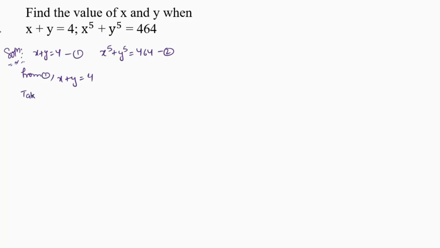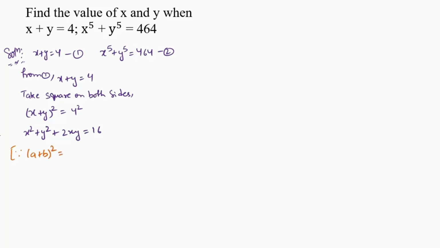Now take square on both sides. We get x plus y raised to power 2 is equal to 4 raised to power 2. On solving this, we get x square plus y square plus 2xy is equal to 16, because we know a plus b raised to power 2 is equal to a square plus b square plus 2ab.